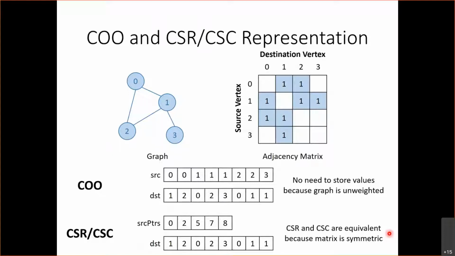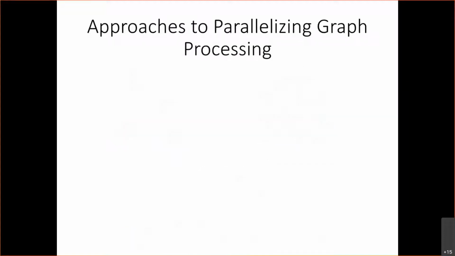Okay, so having spoken about how we represent graphs using the sparse matrix storage formats that we've seen before, the next question is, how do we parallelize graph processing? I'm going to talk in general about various approaches to parallelizing graph processing, and then we're going to apply them to a specific graph problem, which is going to be breadth first search. But let's first start by talking in general about approaches to parallelizing graph processing.